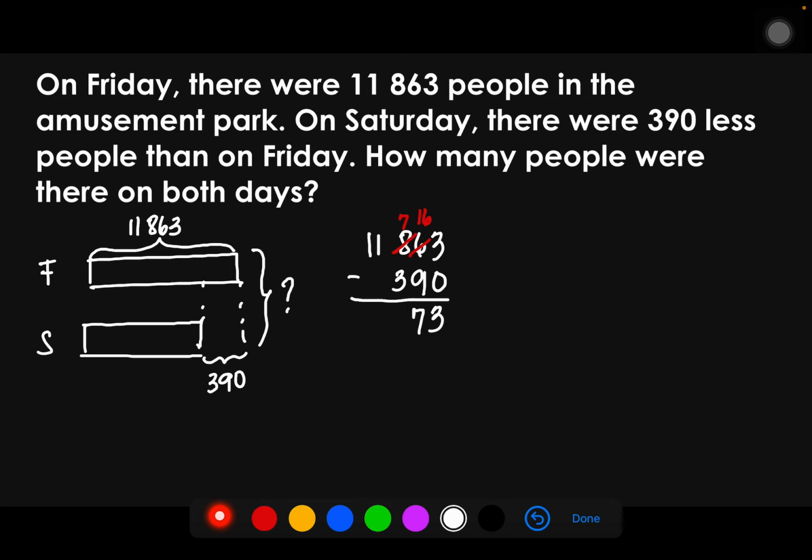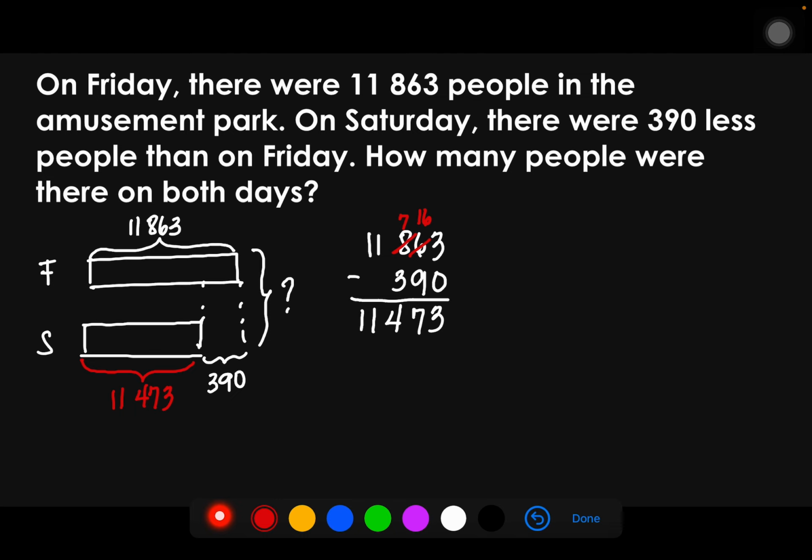700 minus 300 will give us 400. And then the 11,000s, since there's nothing more to subtract there, will be brought down. So we know that there's 11,473 on Saturday. So is that the answer already? Not yet, because we're trying to find how many are there in both days.